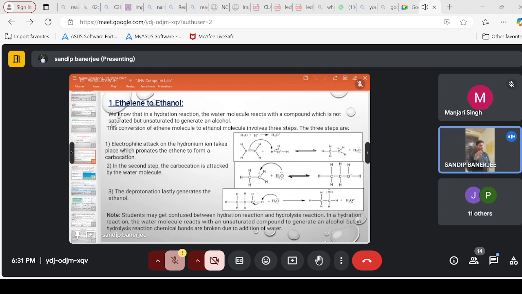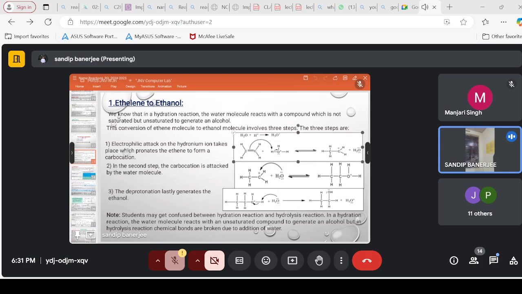So first is your ethylene to ethanol. This reaction runs via 3 steps basically. In the first stage, this is called the protonation stage. Normally, ethylene accepts one proton by its pi density and produces this intermediate. The second step is the formation of the carbocation. So this step is slow and rate determining stage.